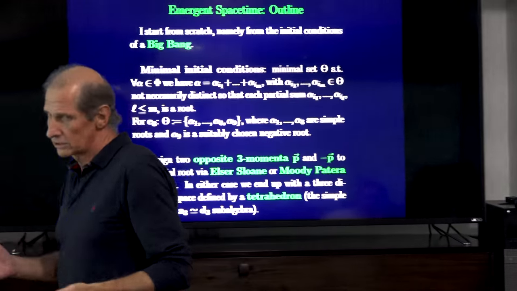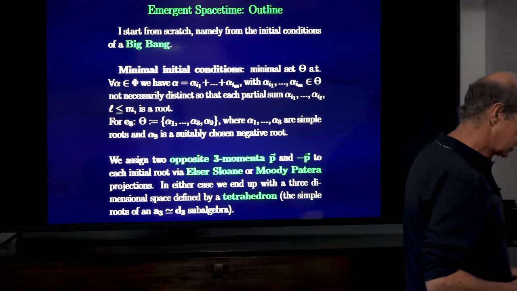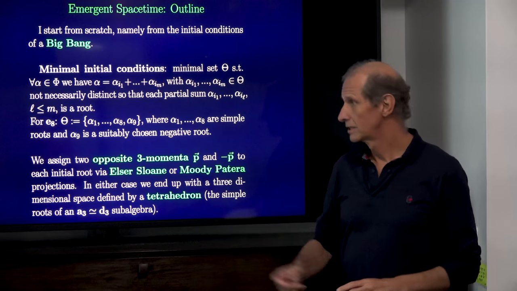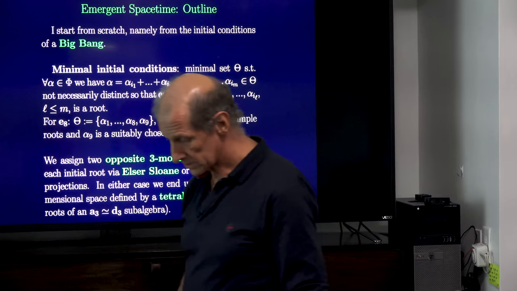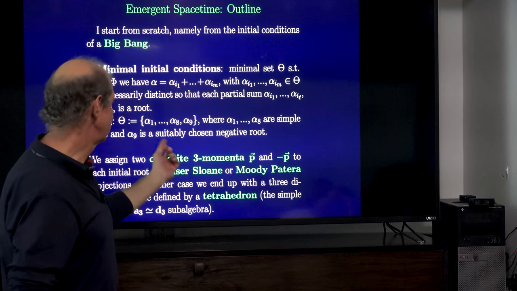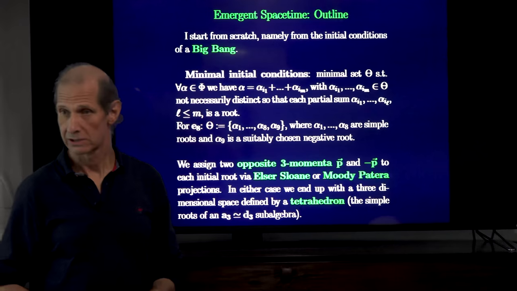That's a statement that is known in Lie algebra. It's not a trivial statement at all. But it is well known. And in this sense, this is the minimum number of objects you can start with. I'm relating that to the roots. But of course, I'm thinking of the generators associated to those roots.